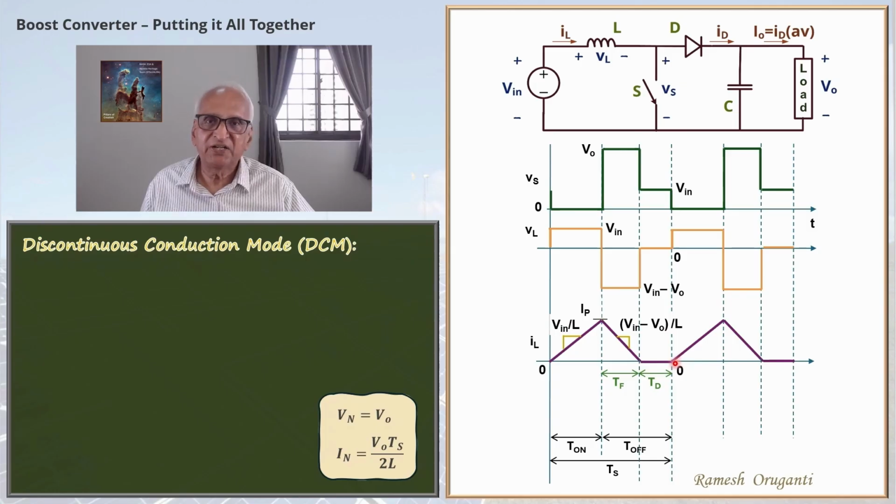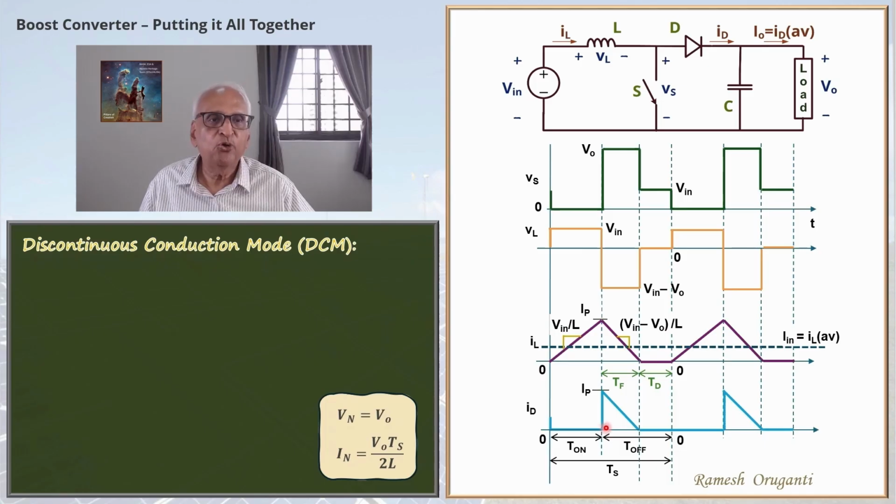The average of the inductor current is the input DC current IN. Again, this part of the inductor current is the diode current. We can plot it separately. The diode current goes to IP when the switch is switched off, and then falls to 0 at the end of the TF interval and stays 0 till the switch is switched off again in the next cycle. This is the diode current. The average of the diode current is the load current again. So this is I0. So I0 equals ID average.